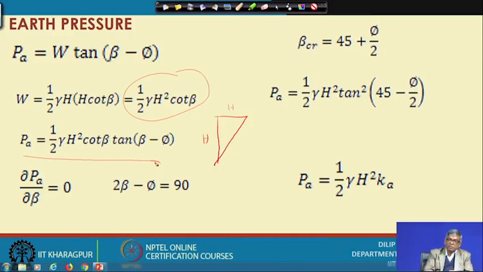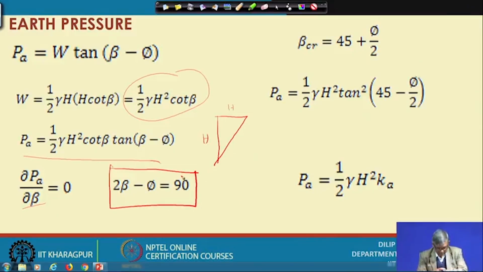Now, I can differentiate this expression, P_A, with respect to beta and set it to 0, that means that value of beta should give the minimum. So, del P_A by del beta, differentiate this and set to 0 and then simplify; it is not so easy, of course. We have to do many substitutions, and finally you will get the result 2 beta minus phi equal to 90 degrees. By differentiating and setting to 0, we are getting a critical angle. Initially we have taken a value beta. Now, that beta for which it gives the minimum value, I am defining as beta_cr.